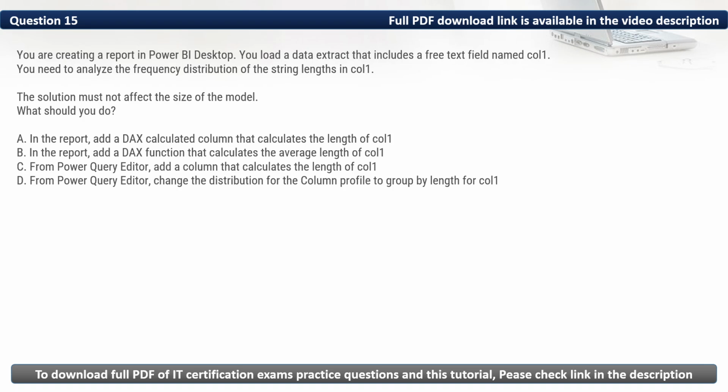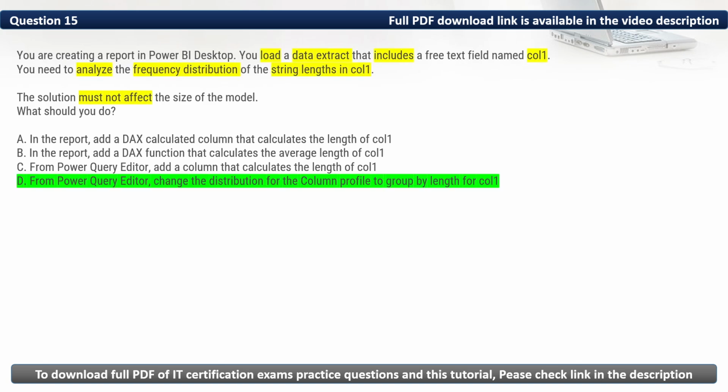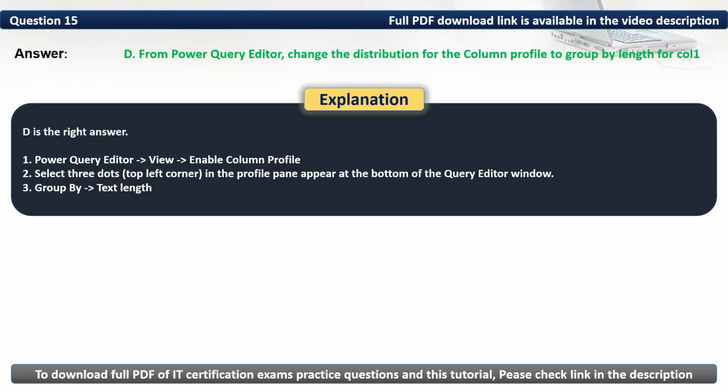Here in this question, we need to analyze the frequency distribution of the string lengths in col1 without affecting the size of the model. Considering this, we should, from our query editor, change the distribution for the column profile to group by length for col1. Thus, the correct option is D. D is the right answer.